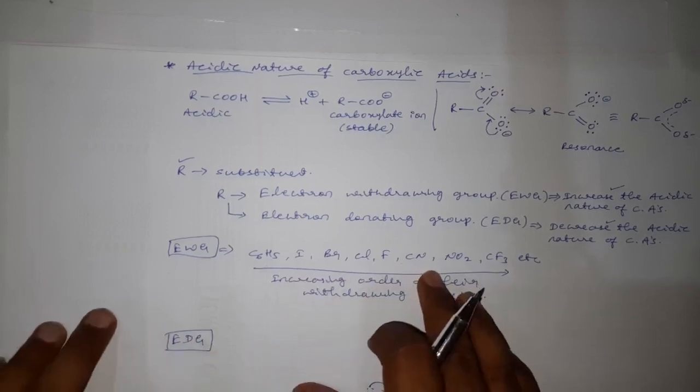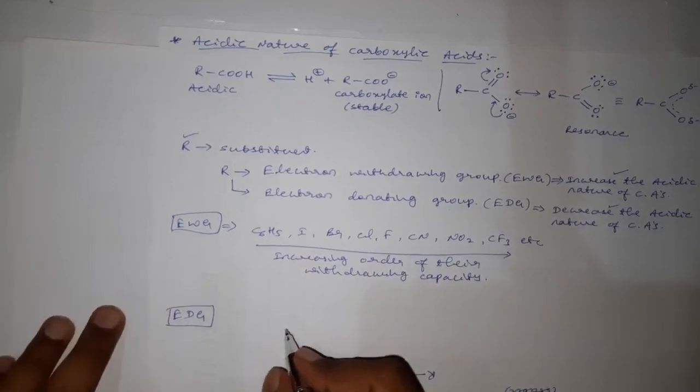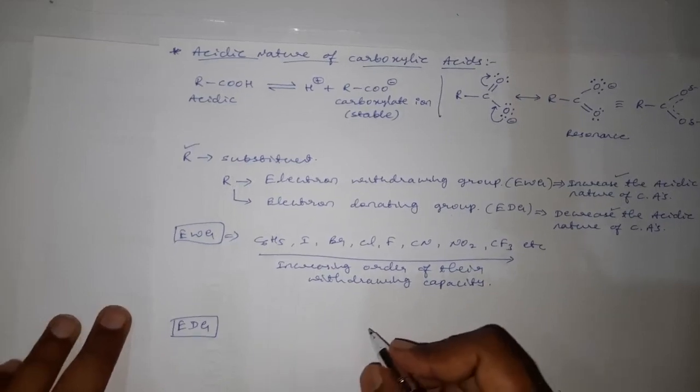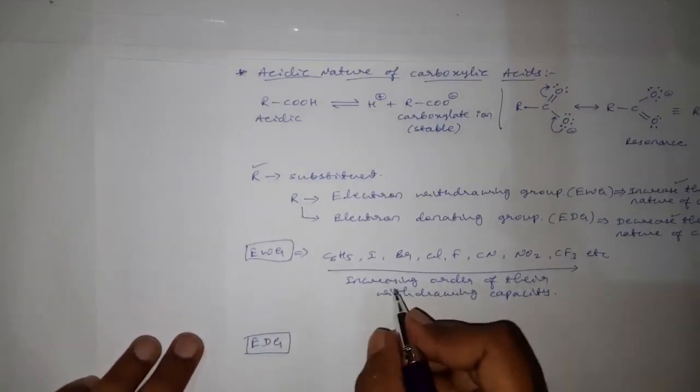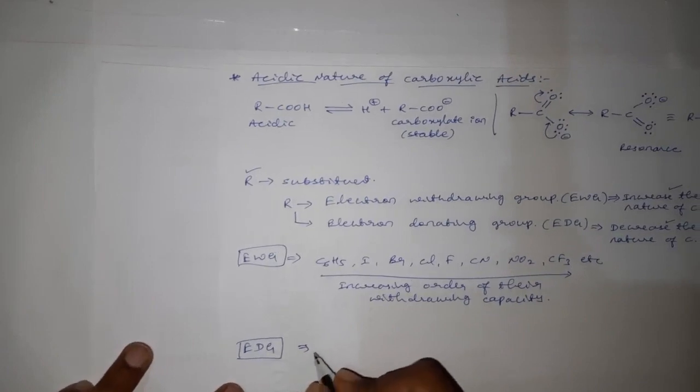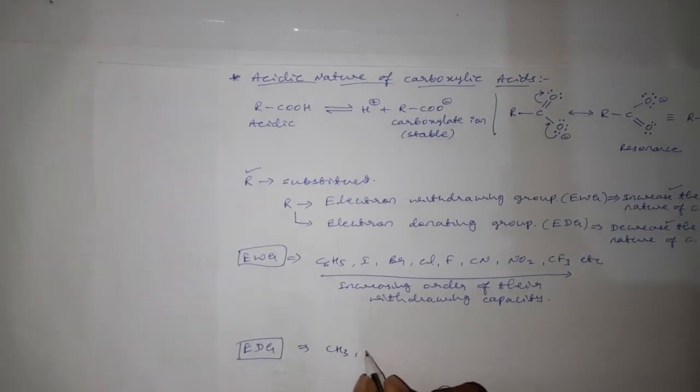Then for electron donating groups, we can write some examples like CH3 methyl group, OH, OCH3, NH2, etc.